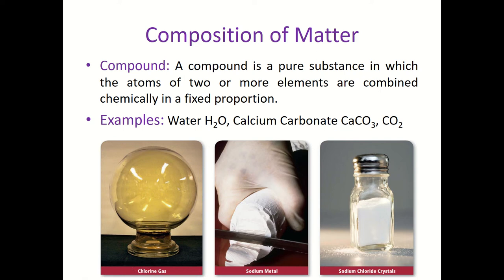So what does that mean? For example, in H2O, you must have 2H and 1O. You cannot have anything else, right? But in a dish of salad, you can have more cucumbers and less tomatoes, or more lettuce and so on, right? But in a compound, no. It must be in a fixed ratio or in a fixed proportion.